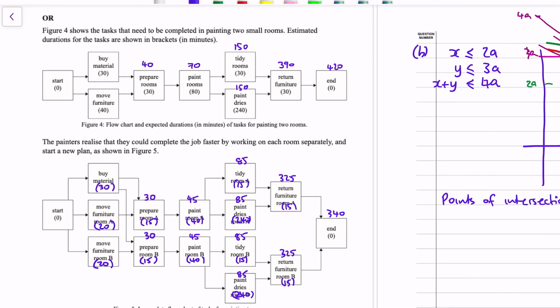But if we go for the original problem, moving furniture was the critical event. Buying material had ability to be delayed. It only took 30 minutes and it didn't have to be finished till 40. So moving furniture was the critical task. Preparing rooms, painting rooms were critical. The tidying of the rooms didn't have to be done straight away because the painting drying was the one that took ages. That was the critical task. So the critical path there was highlighted in green.